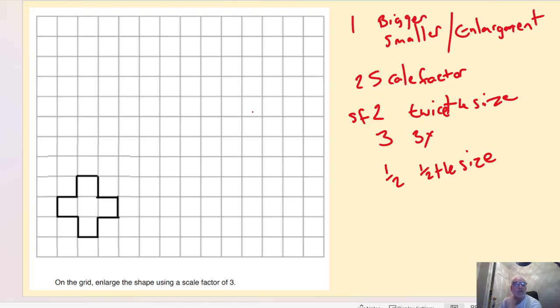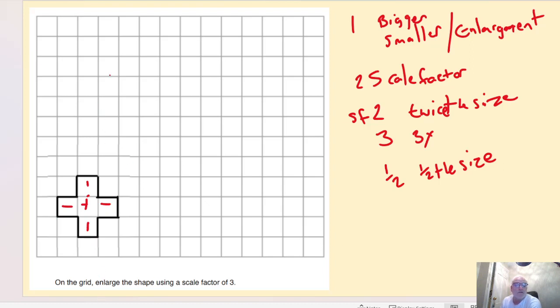So let's have a look at this initial shape. We've got this shape on the grid. We're not given any coordinates at all, but it does say to enlarge the shape using a scale factor of 3. So if we're thinking about this particular shape, we have got 1, 2, 3 squares along, 1, 2, 3 squares down. So we need to have a cross that's 3 squares by 3 squares.